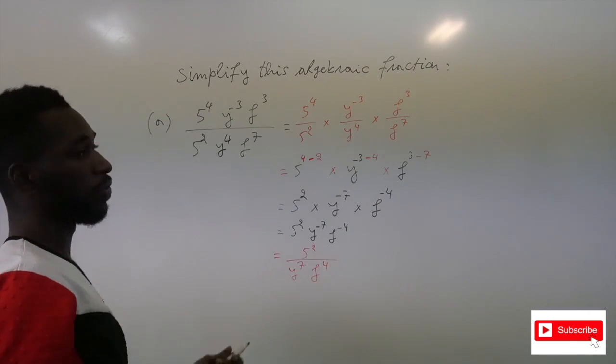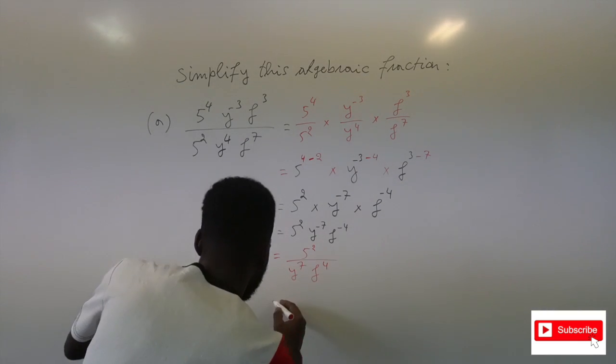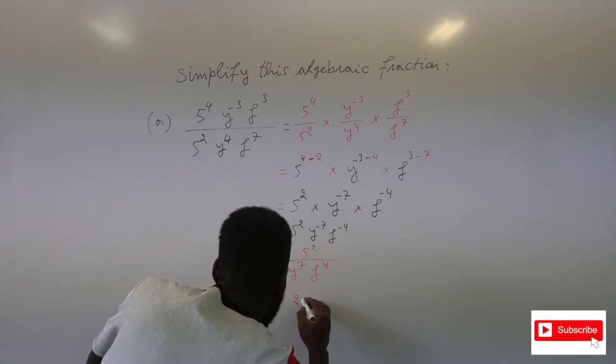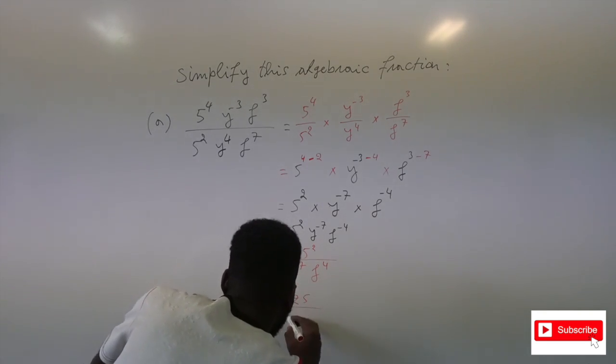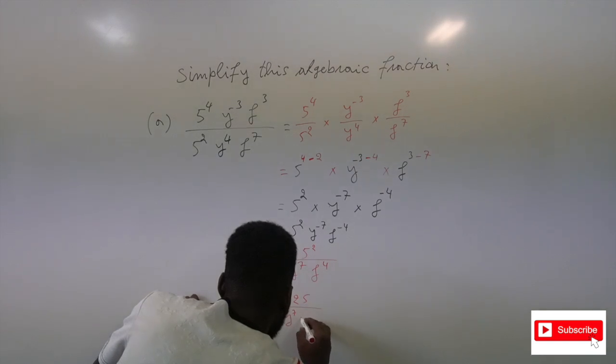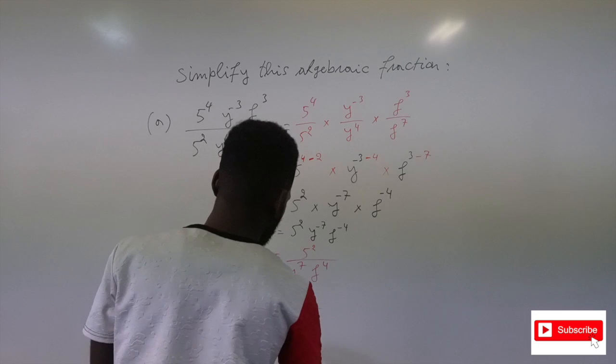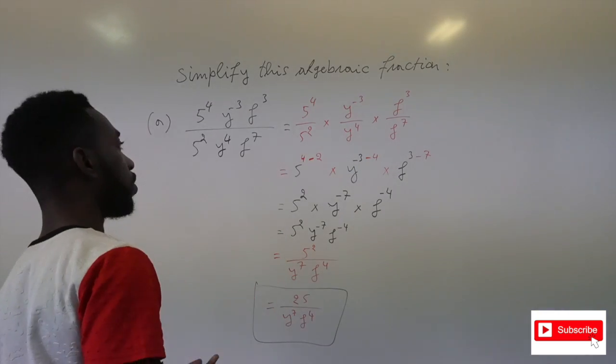However, we know what 5 squared is. 5 squared is 5 times 5. And 5 times 5 is just 25. So you have 25 over y to the power of 7, f to the power of 4. And yeah, so this is your answer for this particular question.